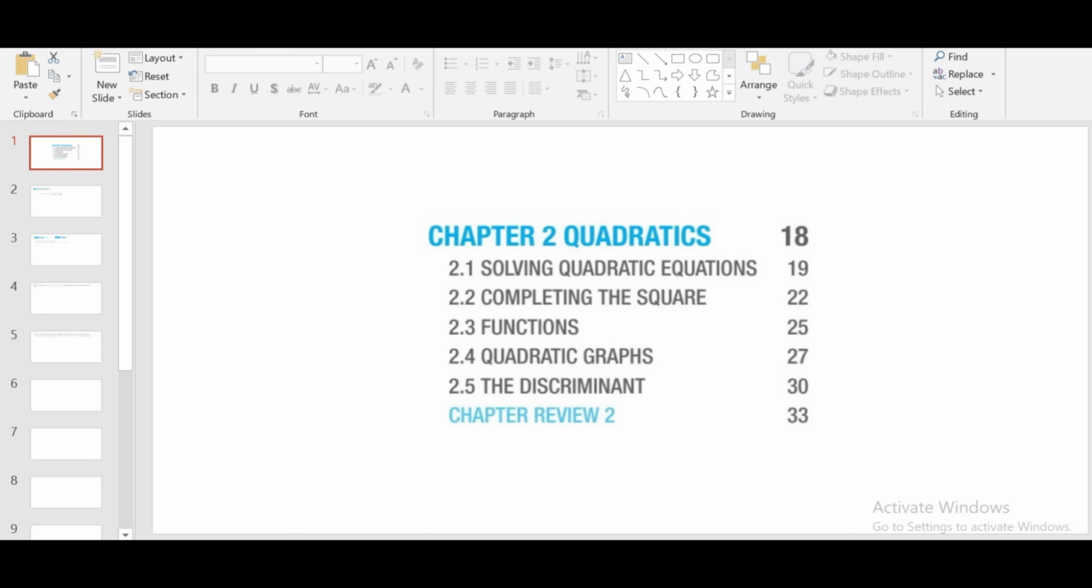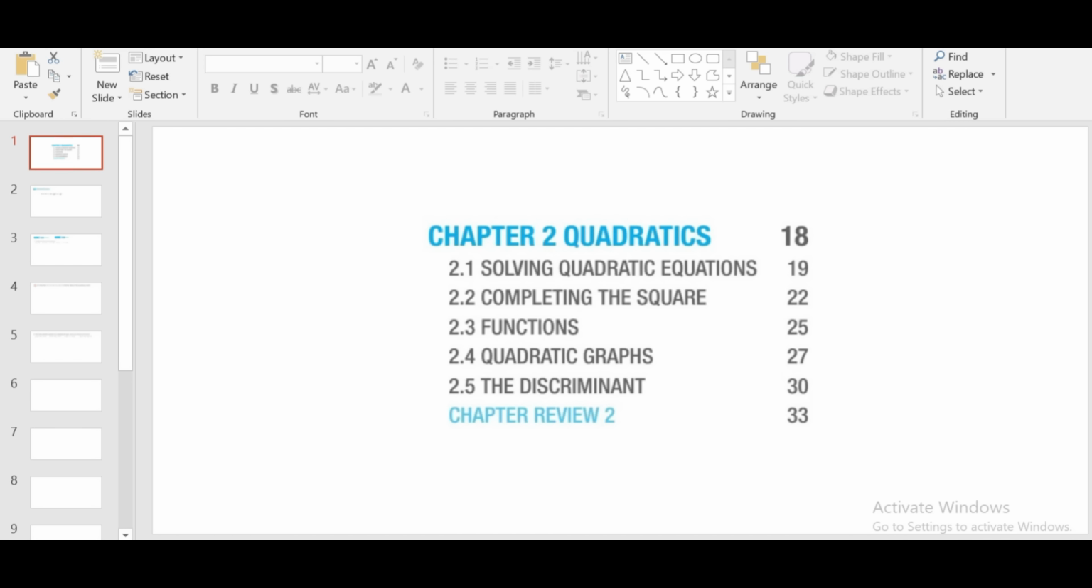So we have completed 2.1 solving quadratic equations. Now we are going to move on to a very important topic, 2.2 completing the square. You will see several questions in the past paper involving this completing the square.